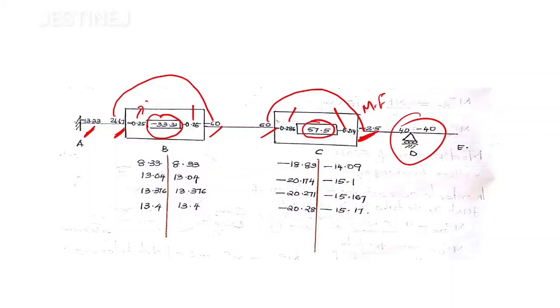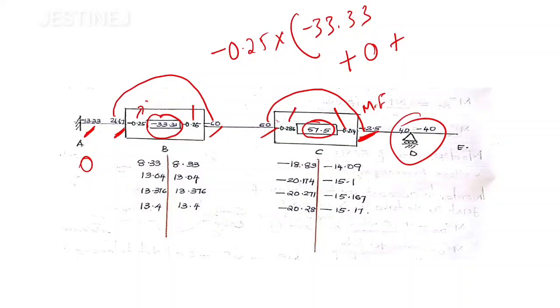Then our next step is to start our first cycle at the joint B. The first cycle is going to be rotation factor, that is minus 0.25, multiplied by the sum of moments, that is minus 33.33, plus the far end moment at the joint A, which is 0, and in the initial step the far end at joint C is also 0. If you calculate these values, you will get 8.33. And here also the same value, since the rotation factor is the same in both cases. So 8.33 is obtained.